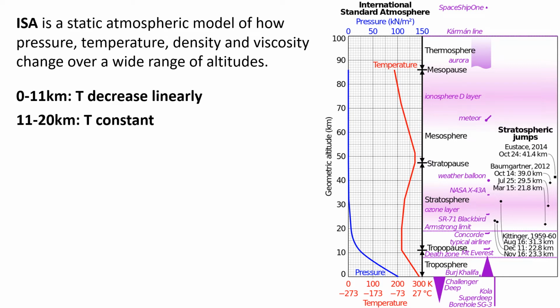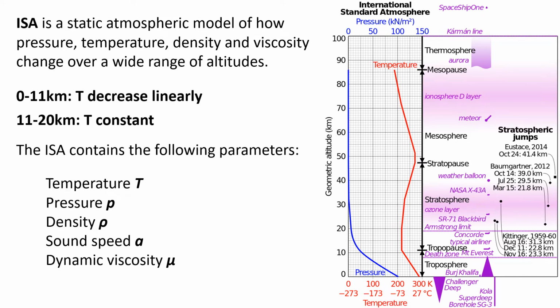Again, for temperature, we can see from 11 kilometers to 20 kilometers, the temperature is constant. We take it as constant, which is in the stratosphere. The International Standard Atmosphere, ISA, contains the following parameters: temperature, pressure, density, sound speed, and dynamic viscosity. We can see the temperature closer to sea level is higher than in the stratosphere, right?